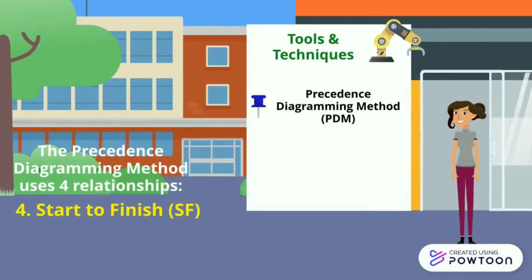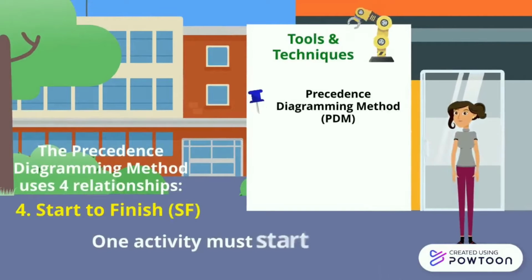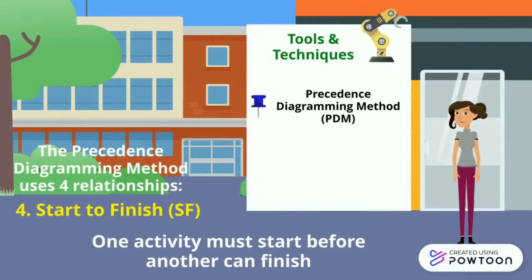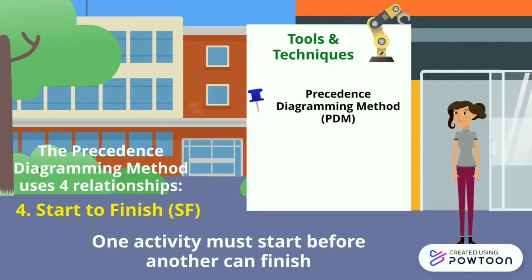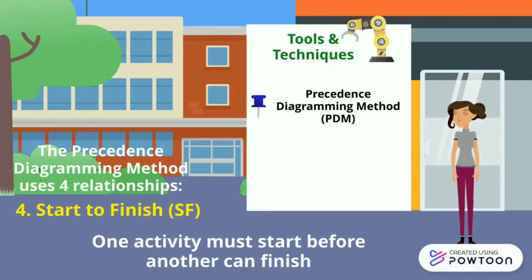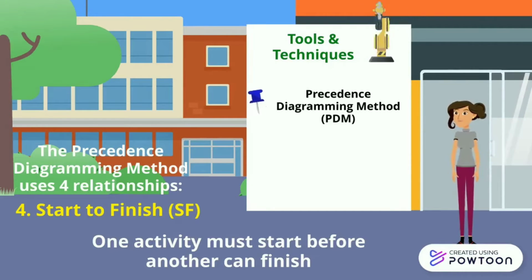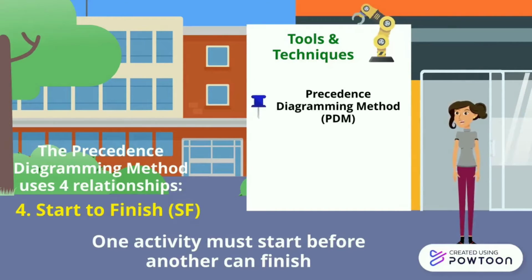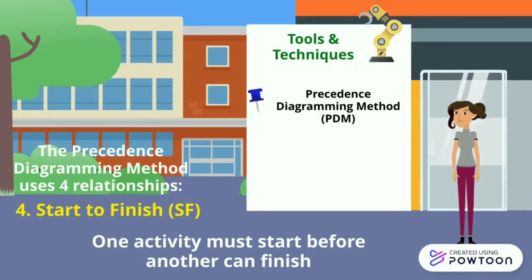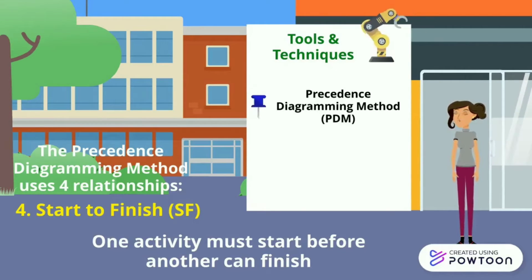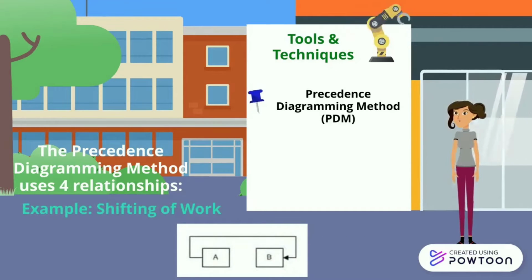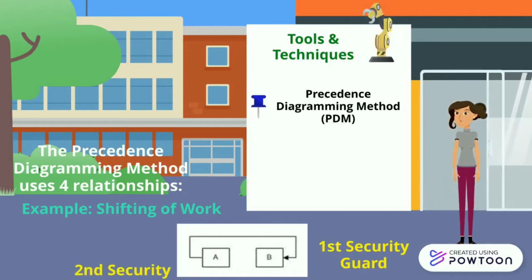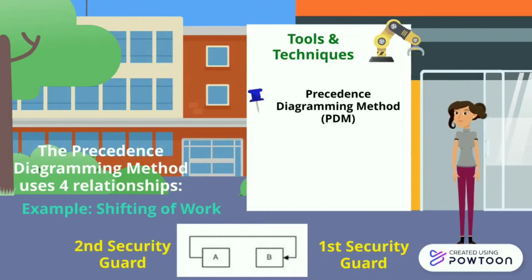And lastly is start to finish. In this relationship, one activity must start before another can finish. Start to finish is the opposite of the finish to finish dependency. In a finish to finish relationship, the next task can only be finished once the predecessor task is 100% complete. In a start to finish relationship, the previous task can only be completed once the next task has commenced work. This relationship is rarely used. One good example is shifting of work. The shift of first security guard cannot finish until the shift of second security guard started.